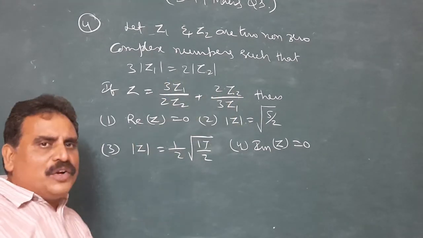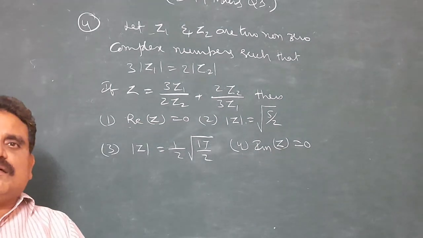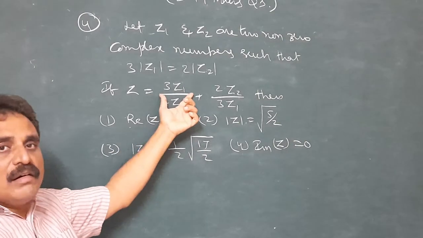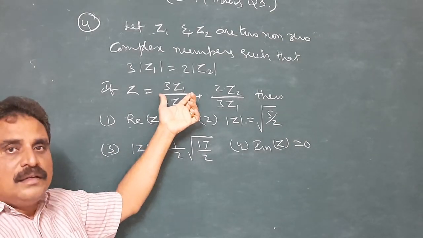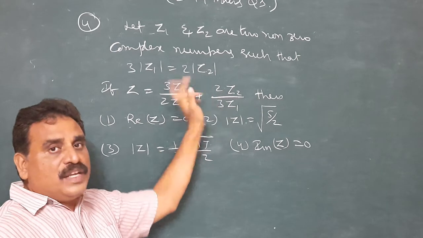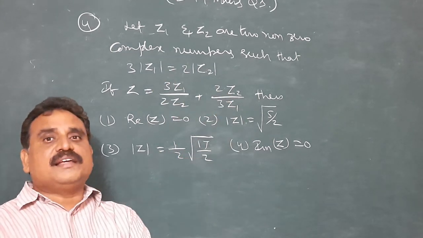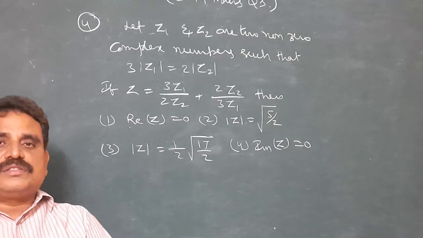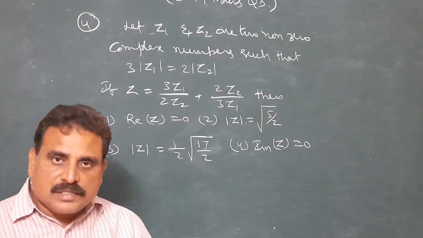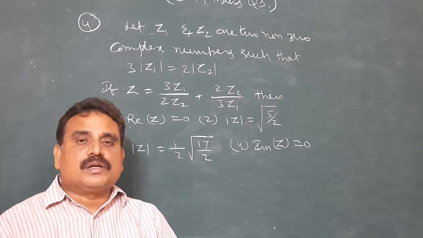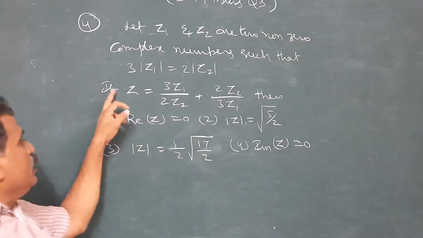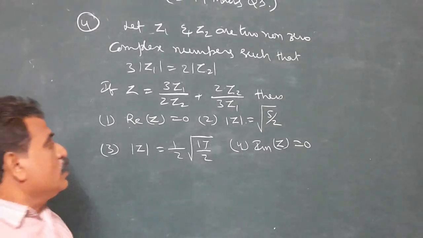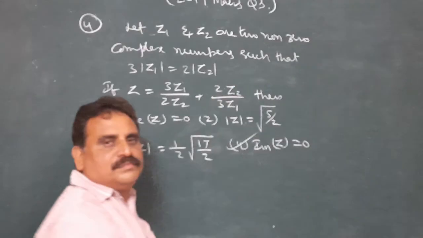So it is unimodular. So you can take that complex number as cos theta plus I sin theta. It is the reciprocal of this, so cos theta minus I sin theta. I sin theta gets cancelled. You get cos theta plus cos theta, which is 2 cos theta. That is a purely real number. No imaginary part in z. That's why imaginary z is 0. It is the right answer.